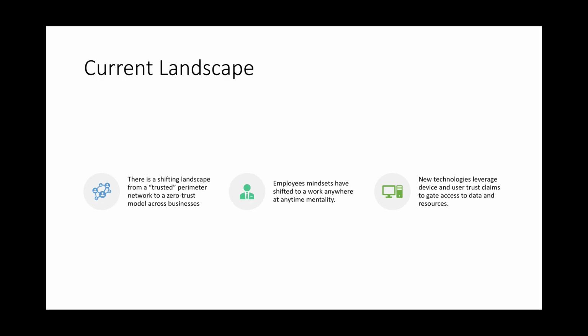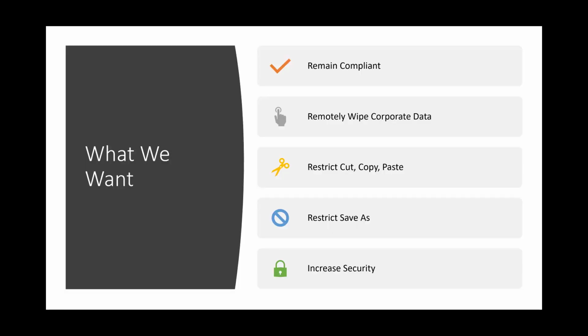So with this current landscape, we're shifting to the zero trust model where we have user and device claims that are gaining access to certain resources depending on certain conditions that are met. And that's what we'll be getting into today as well. So this is what we want when we think about applications and we think about users accessing applications on their personal cell phones and things like that.